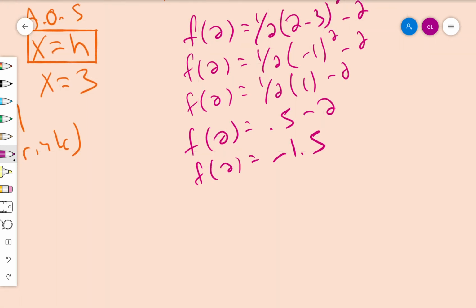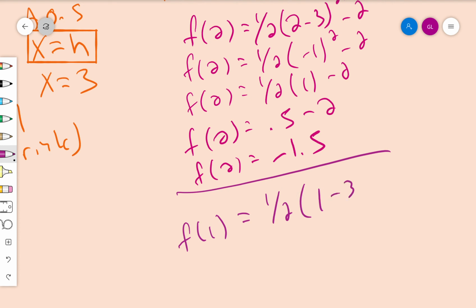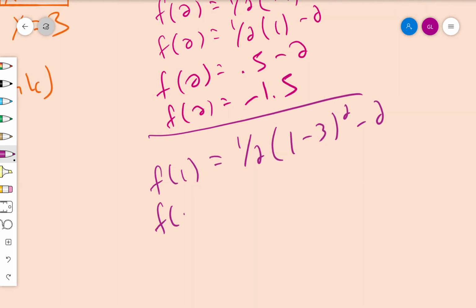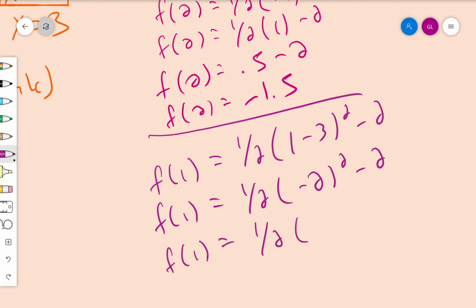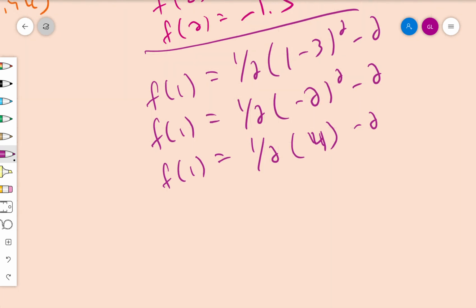So now we're going to have f at 1 equals a half times 1 minus 3 squared minus 2. Then we have f at 1 equals a half times -2 squared minus 2. f at 1 equals a half times 4 minus 2, half of 4. You see, right here, this is what we're talking about, that stretch versus shrink. We're taking half of 4. Half of 4 is 2.